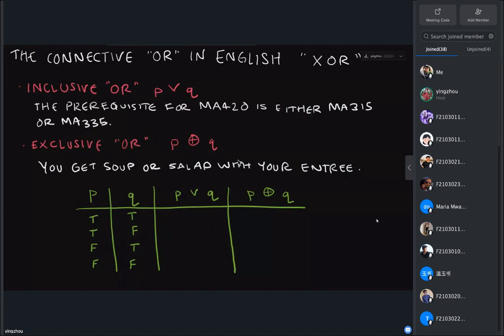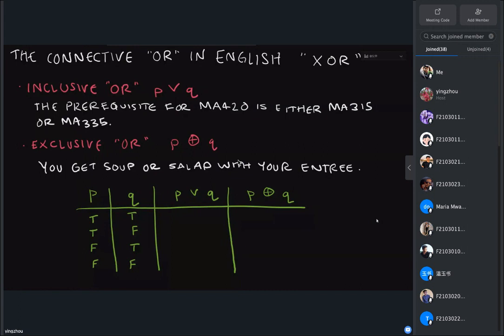There's also another connective, OR in English, which is called XOR. That is something like you get soup or salad with your entree. Now, if I'm buying an entree, that means I can get soup or I can get salad, but I can't get both. I mean, I can just pay extra, but I can get one or the other, but I cannot get both.